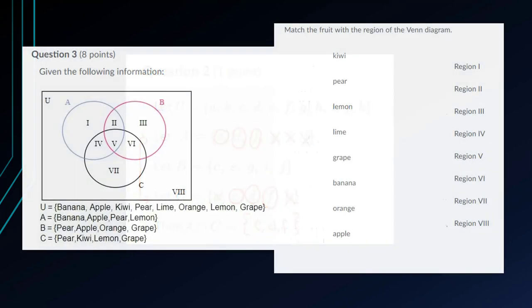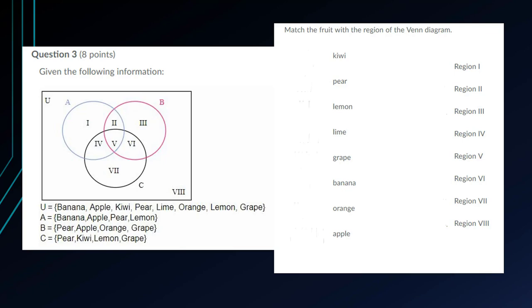For question number 3, you were given the universal set in your list of fruit here, and set A is made up of bananas, apples, pears, and lemons. B is made up of pears, apples, oranges, and grapes. And C is pear, kiwi, lemon, and grape. And you were asked to match the fruit with the region it comes from. Keeping in mind that each one of these fruits can only be in one region, but any one of these regions could be used more than once.